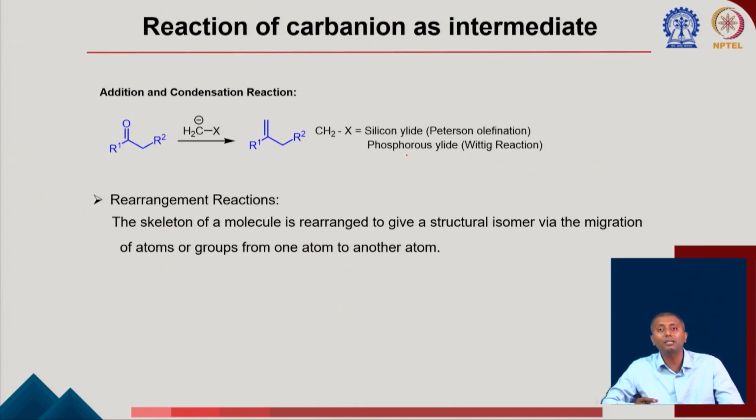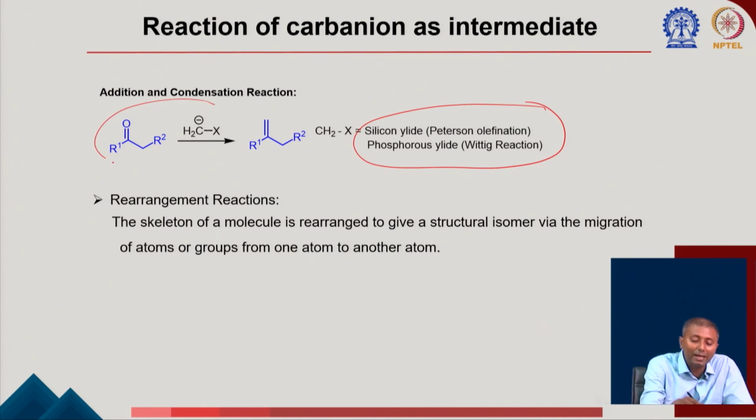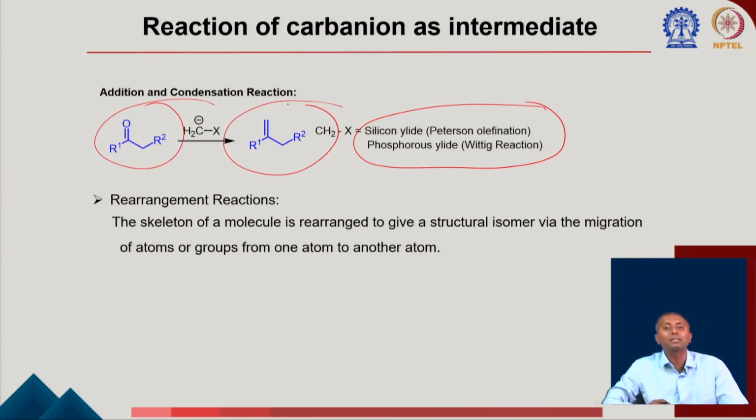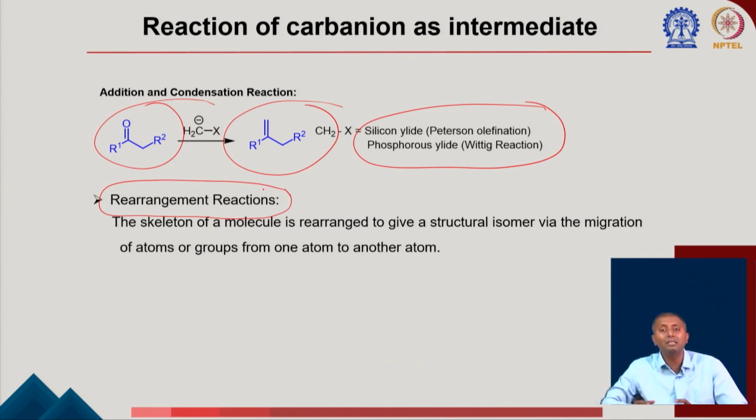In this class I am also going to talk about the reactivity using this type of ylides. If you have a silicon or phosphorus ylide, then that can add to the corresponding carbonyl compound and form this product after the addition and condensation. And then the other reaction, called rearrangement reaction, I am going to spend some time on in the next lecture and talk about various rearrangement reactions using the corresponding carbanion.